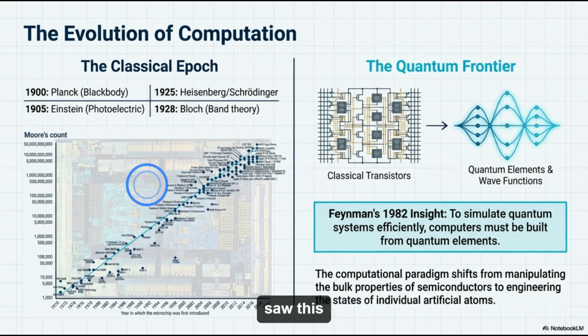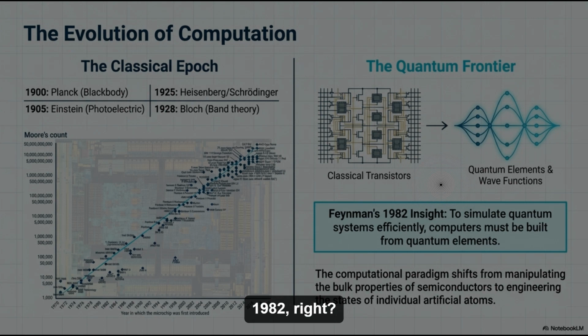And Feynman saw this coming way back in 1982, right? Exactly. He made a really simple argument. If you want to simulate a quantum system efficiently, your computer has to actually be quantum. So it's not bigger silicon, it's a completely different paradigm. A whole new philosophy. We stop shuffling electrons in bulk material, and we start engineering individual artificial atoms.